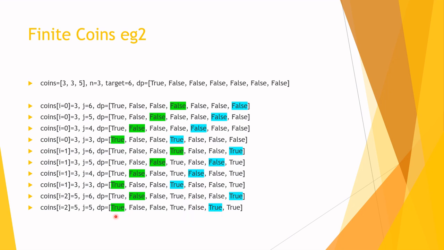So the final state of dp, we have dp of 0 is true, dp of 3 is true, dp of 5 is true, dp of 6 is true. So is it possible to achieve the target 6? Yes, because we have dp of 6.